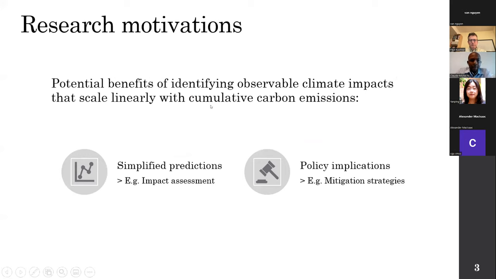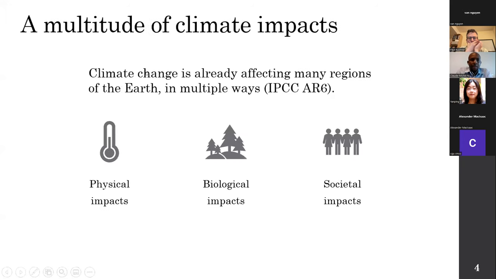There are many benefits of identifying observable climate impacts that scale linearly with cumulative emissions. Here I mention two of them. One benefit is having simplified predictions, for instance in the context of impact assessment. Another is policy implications, for instance if you want to have mitigation strategies or attribution. But there are a multitude of climate impacts. For example, the latest IPCC report states that climate change is already affecting many regions of the Earth in multiple ways. So we cannot venture into identifying all climate impacts, but there is a way of simplifying.